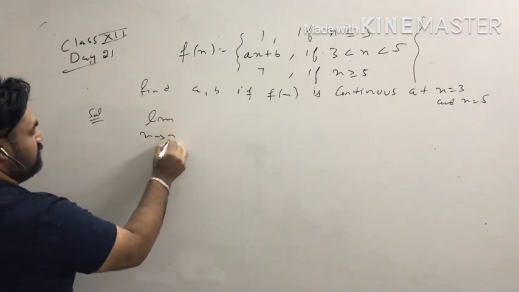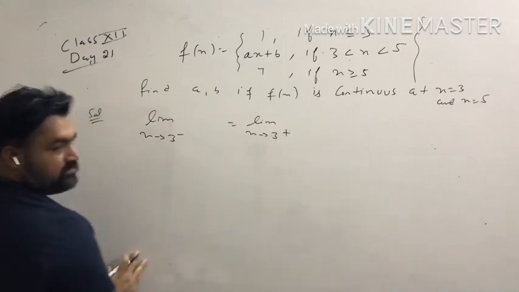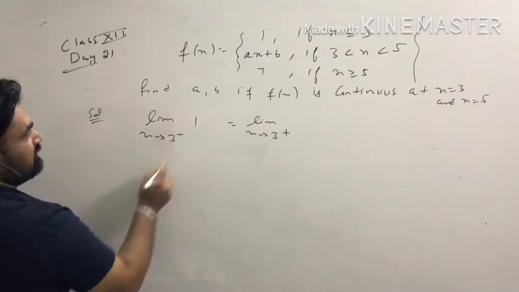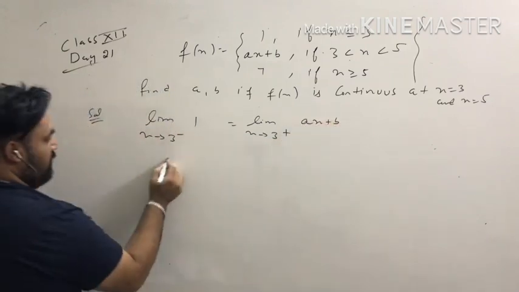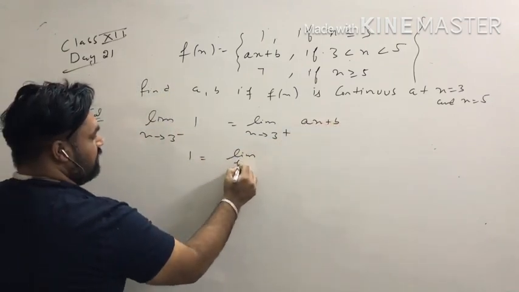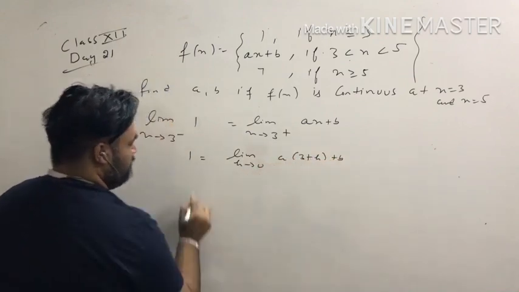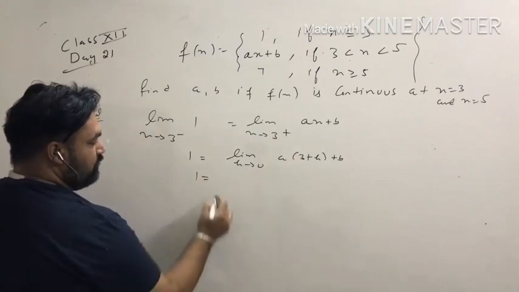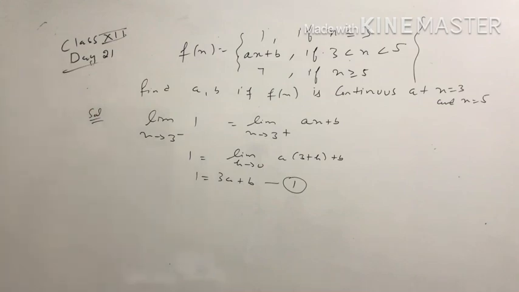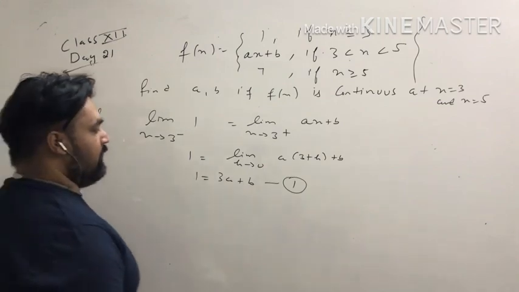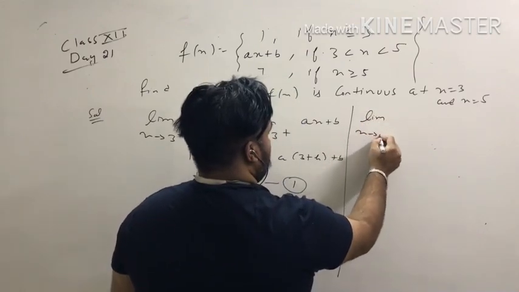Limit x tends to 3 minus equals limit x tends to 3 plus. 3 minus means less than. The answer is 1. 3 plus means ax plus b. Now 1 equals limit h tends to 0, a(3 plus h) plus b, put h equals to 0. So we find the first equation. Now we will discuss the continuity at 5.